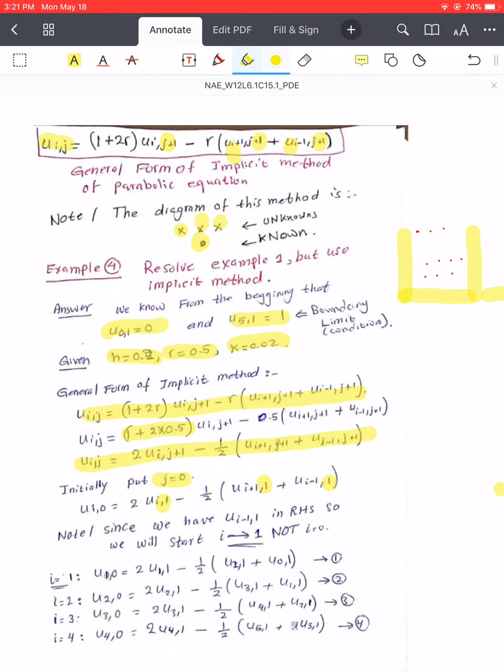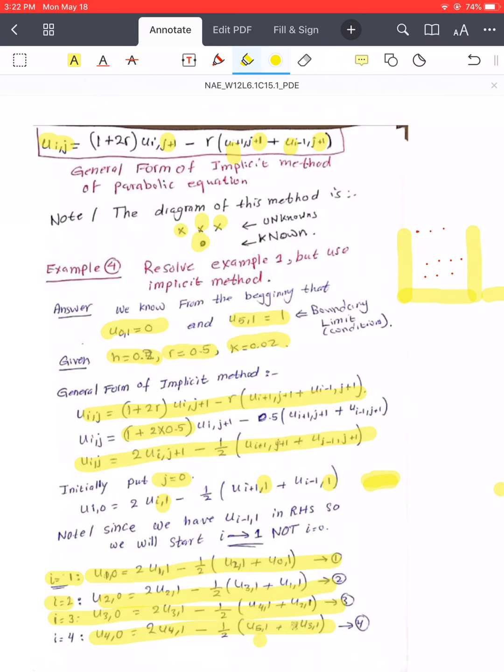So for this equation, now substitute several values of i. If you put i equal 1, 2, 3, and 4. For i equal 1, just substitute in this equation, we get this one, equation 1 with the three unknowns. And if you put i equal 2, we get this equation. i equal 3, we get this equation. i equal 4, this equation. So we have 4 equations with 4 unknowns.